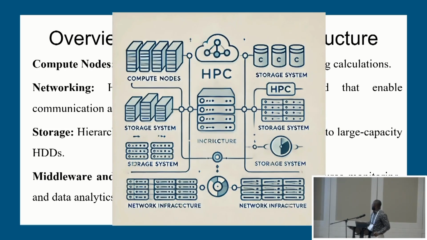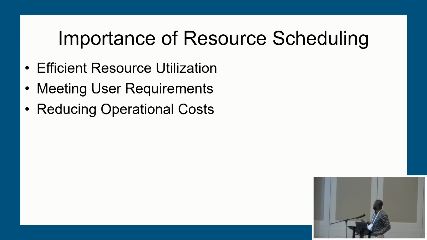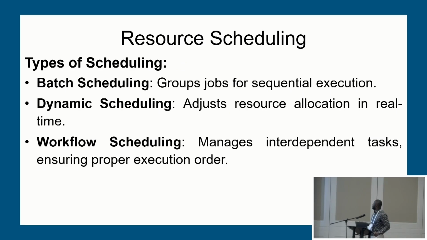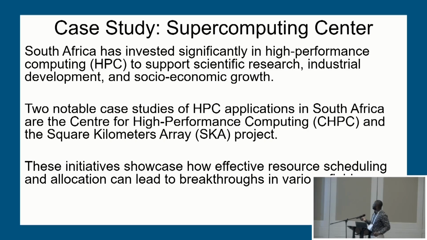So this is an image of the compute node, the scheduler, the network infrastructure, and the storage system, and each of them. The storage system is basically fast SSD. I'm going to move very quickly to talk about the key features, scalability, reliability, and energy efficiency. But because my presentation is available, I'm just going to move to the case study.